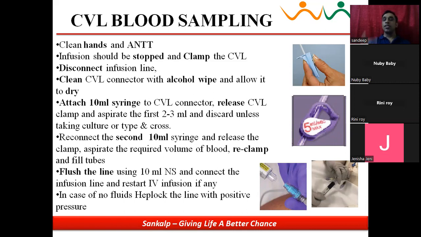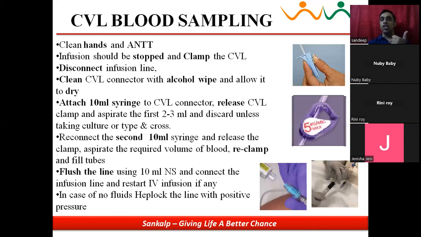And after that, one syringe has to be loaded with normal saline, where we are going to flush that line completely and clearly. After that, clean with the spirit swab, then reconnect the tubings. If the continuous fluid is not there, then we can heparinize that line, close it and keep it. So this is overall about the blood sampling.